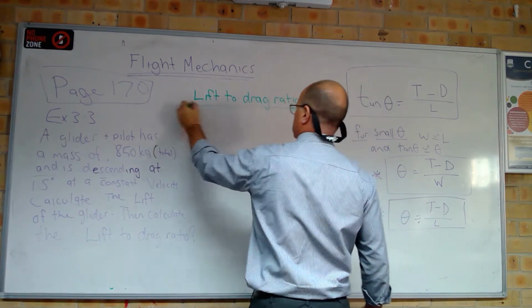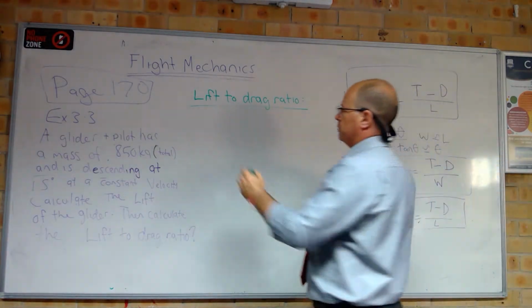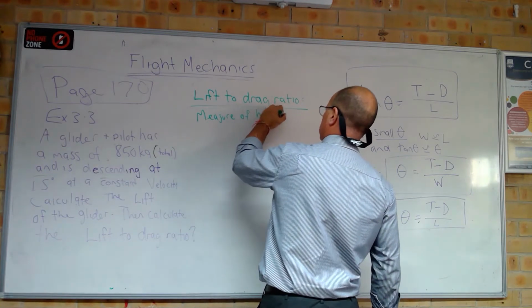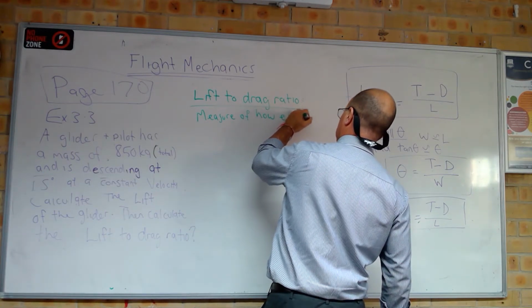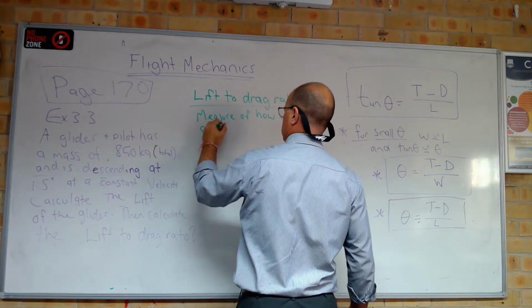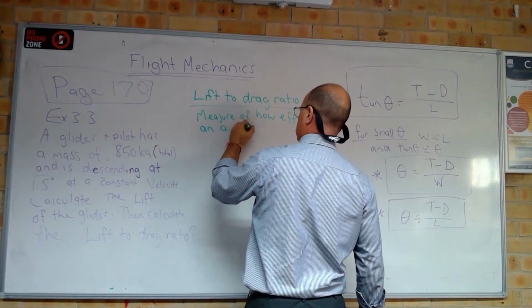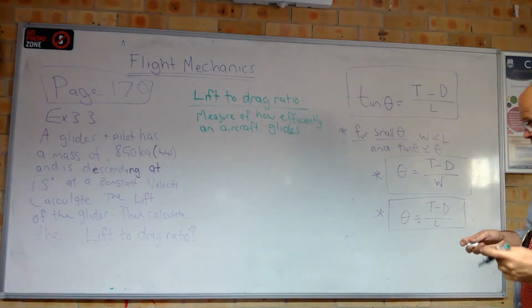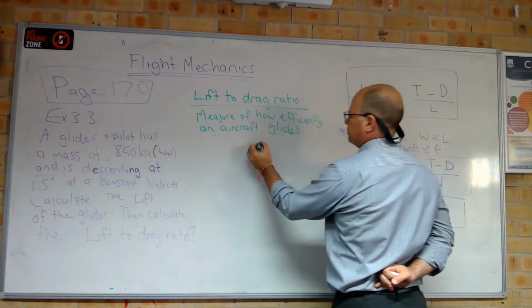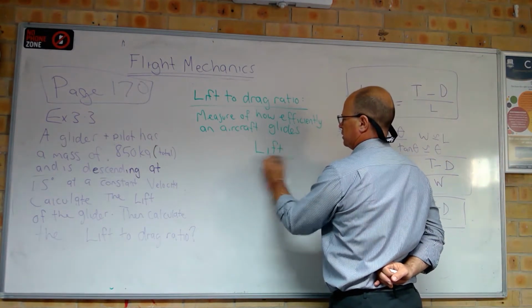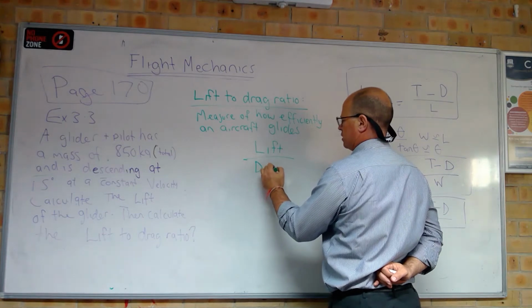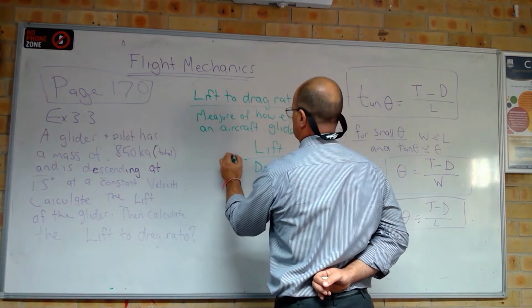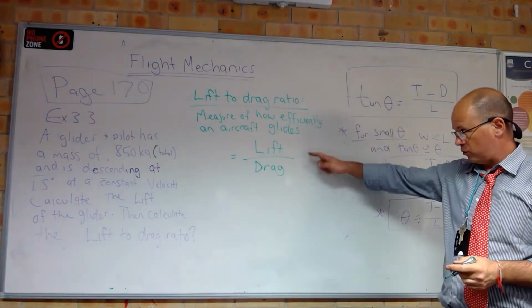What is it? Okay, it's just basically a measure of how efficiently an aircraft glides. Okay, so it's found by taking your lift force and dividing by your drag force, okay? And that's why it's a ratio, because we divide one by the other.